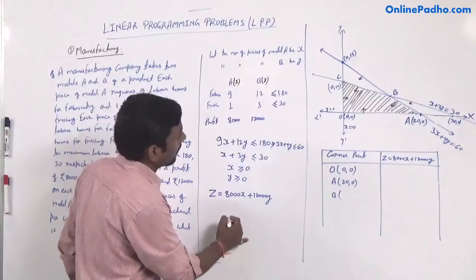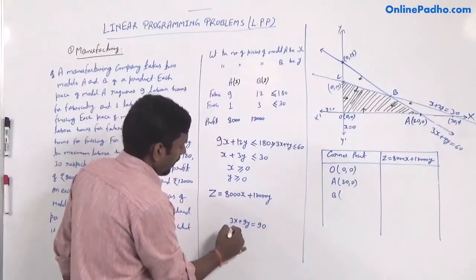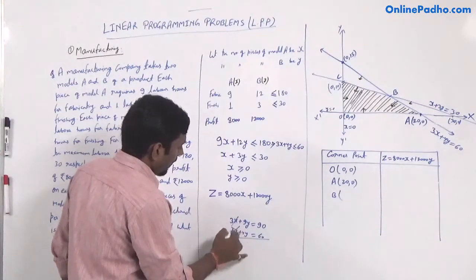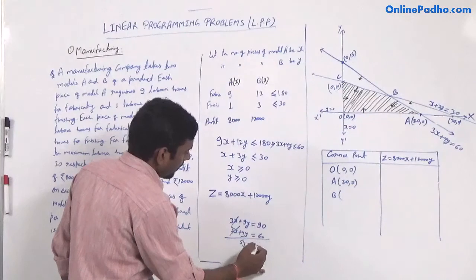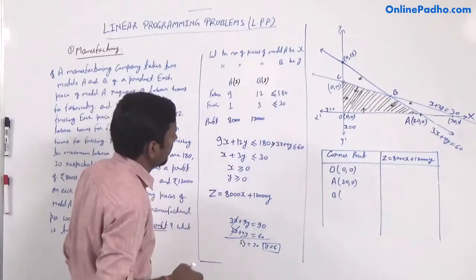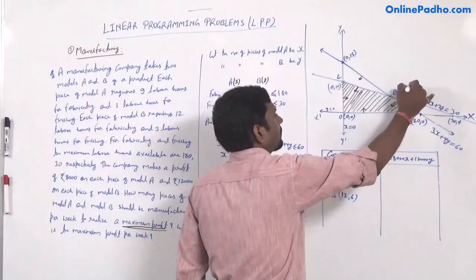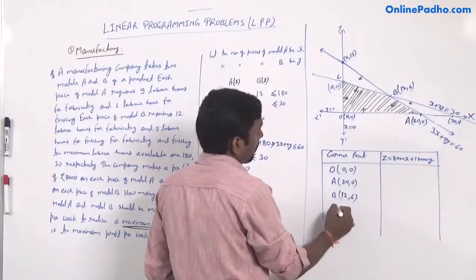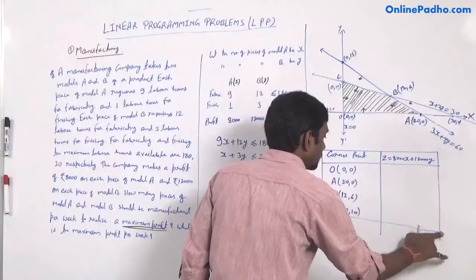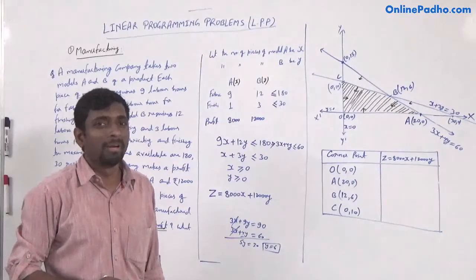So on rough paper, we can solve 3x plus 9y equal to 90 and 3x plus 4y equal to 60. So you can cancel this one. 5y is equal to 30, then y is equal to 6. If you put y equal to 6 in this, 60 minus 18... so x is equal to 12. So (12, 6) is this point. Right? And the fourth corner point C is (0, 10). So these are the corner points. There are 4 corner points in this shaded region, in this common region, right?